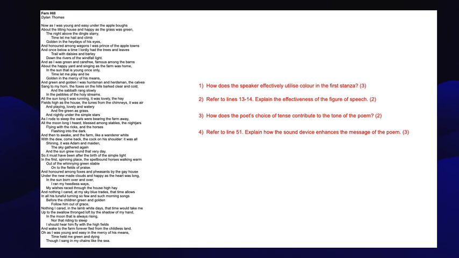Question 3. How does the poet's choice of tense contribute to the tone of the poem? 2 marks, make sure you address the tense and the tone. Those are the 2 key words in the question. Question 4. Refer to line 51. Explain how the sound device enhances the message of the poem. This is a 3-mark question, so you definitely have to write quite a bit, explaining what the sound device is, what the message of the poem is, and how they work together to enhance each other. So I would encourage you to press pause now to try and answer these questions, and then when you are done, resume the video, and we can mark them together.